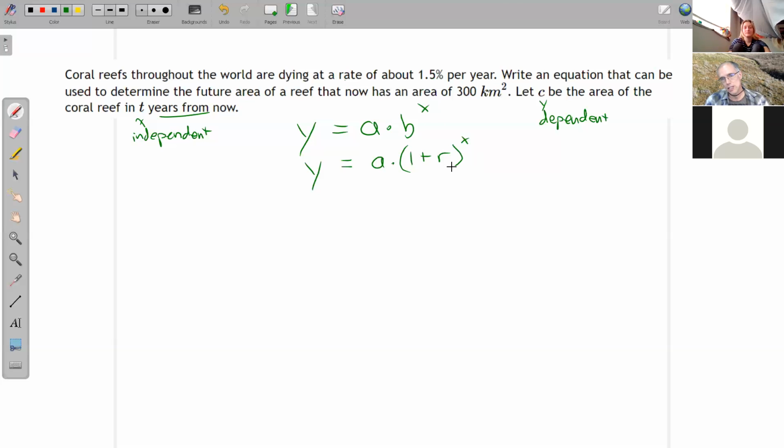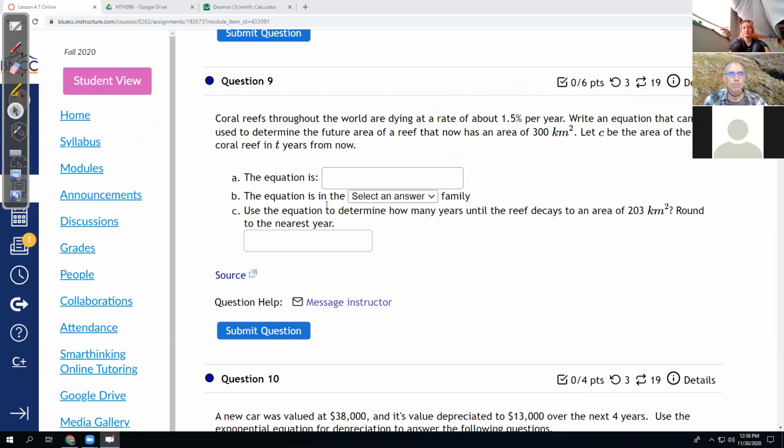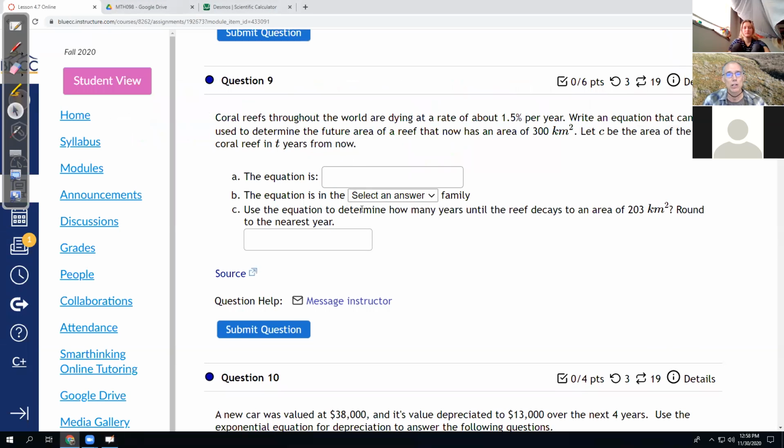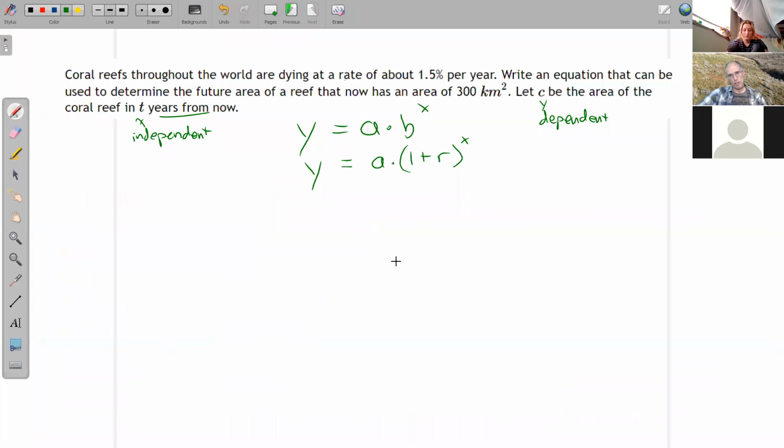Okay, so I'm just going to look back at the question, see if there's any other clues that might confirm that it's an exponential, not a linear function or equation. So we had that paragraph, we looked at it. It's either quadratic, linear, or exponential. Nothing to indicate it's quadratic. Well, no, that's not true. I do have square kilometers. Uh-oh, that's a little confusing point there. Use the equation to determine how many years until the reef decays. So the only thing I have to go on is that I have a rate and it's a percent. I think it's exponential. Okay, so we're going with it.